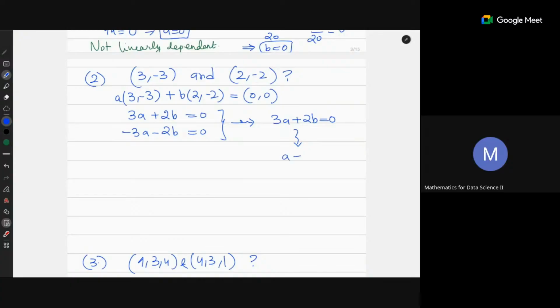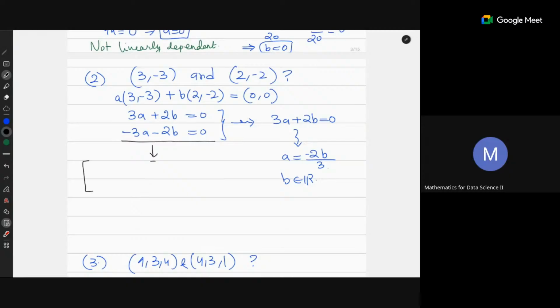And now you can express A in terms of B. So what is A? A is basically minus 2B by 3. And your B can be anything. B is any real. Okay. So how about if I write down this homogeneous system of equations in terms of your known row echelon form? You guys are already familiar with this thing.